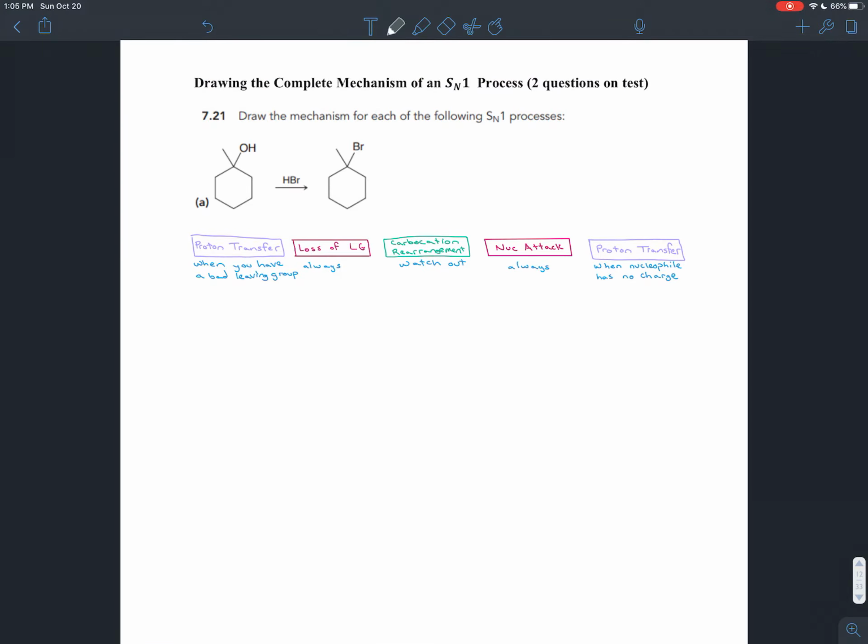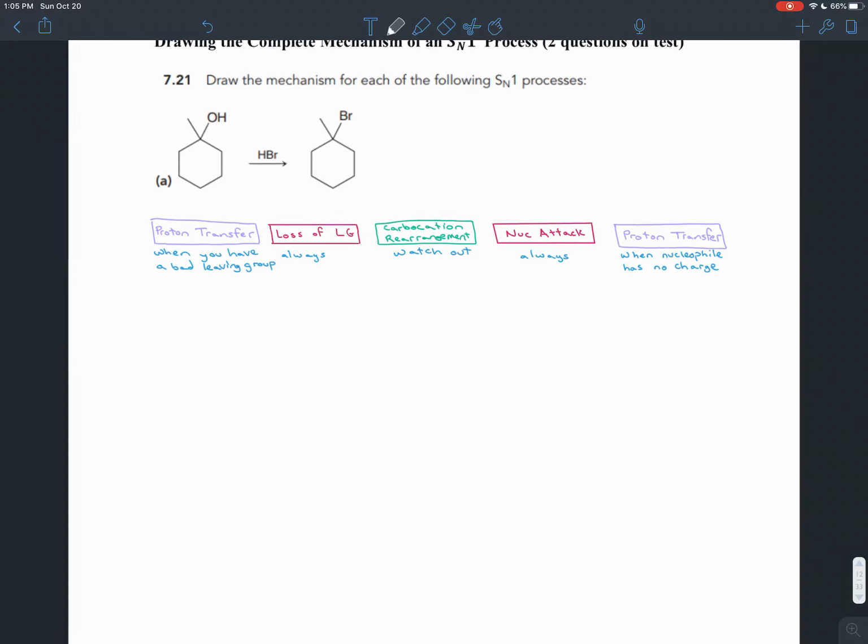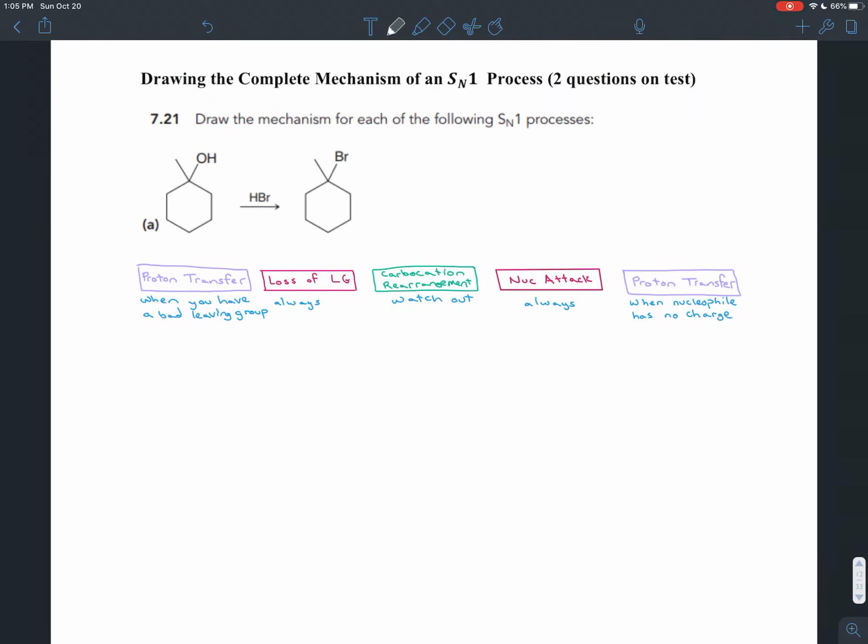Exercise 721 is asking you to draw the complete mechanism for some SN1 reactions. Now, we saw in the last few videos how, in addition to the two essential steps in every substitution, loss of a leaving group and nucleophilic attack, SN1 reactions can have some extra steps. You could have a carbocation rearrangement, you could have a proton transfer at the beginning, and you could have a proton transfer at the end. And we've spent some time in the last few videos recognizing when each of those would happen.